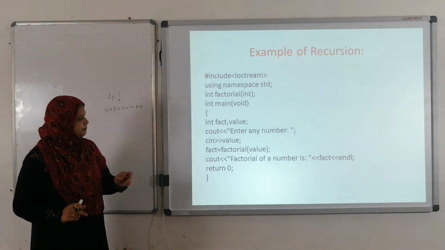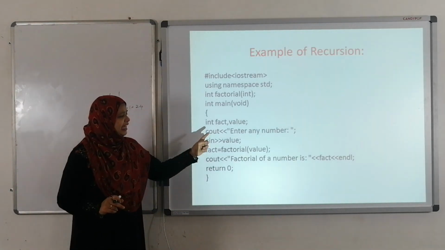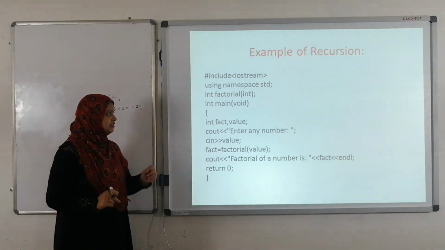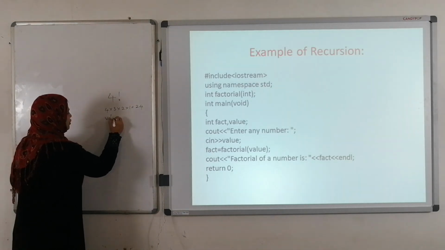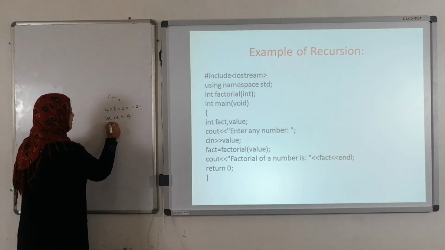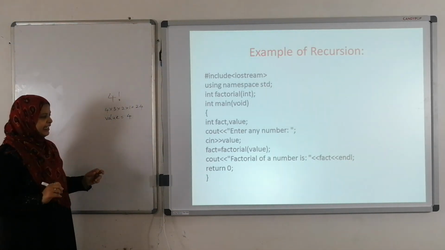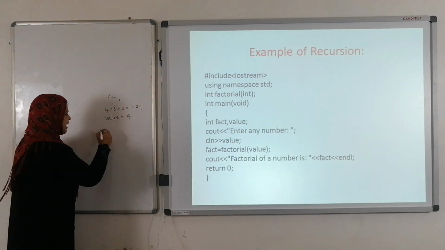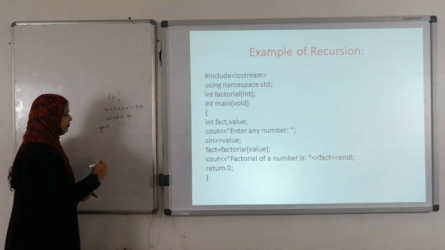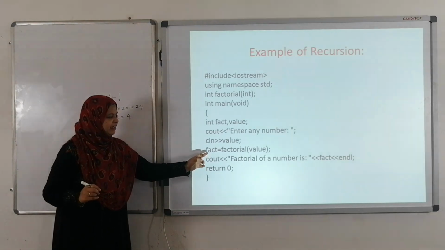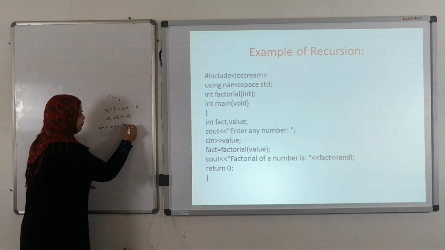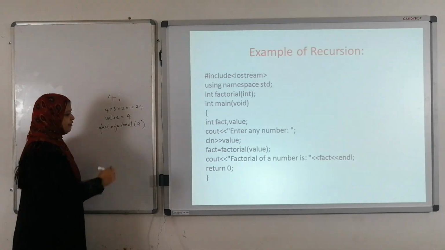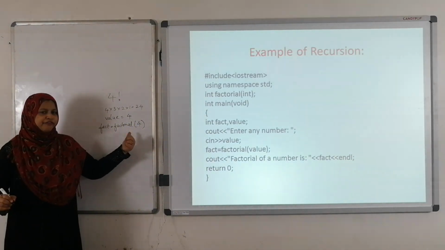Here cout "enter any number". Entering a number means I am going to enter the number 4. So value equals 4. I am entering the value 4. Next, what is the next executable statement? This is the next executable statement: fact equals factorial of 4.